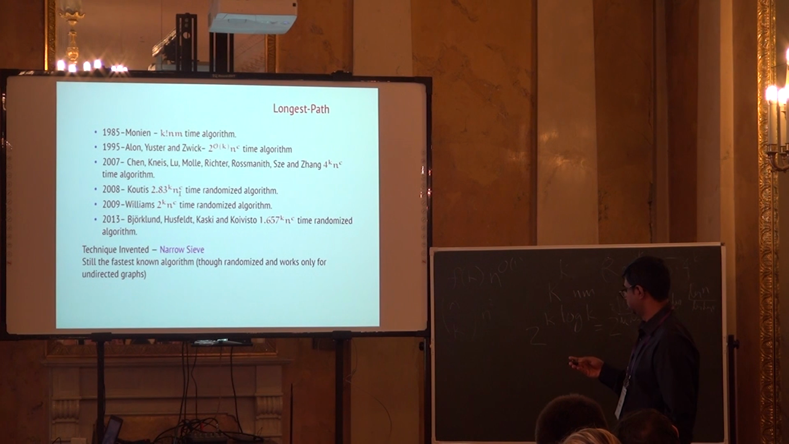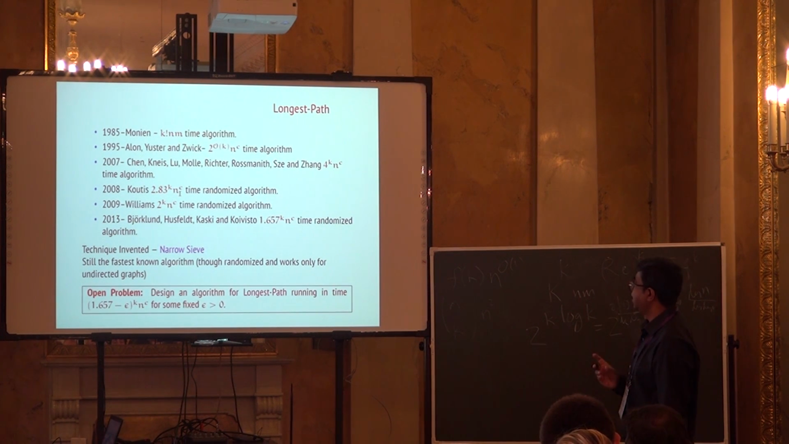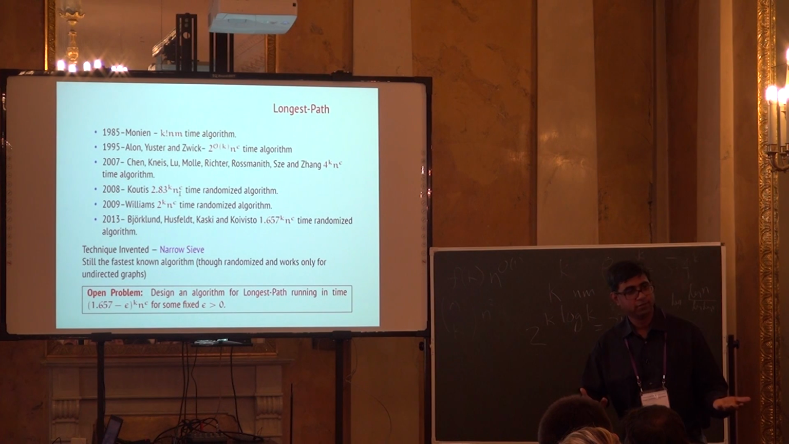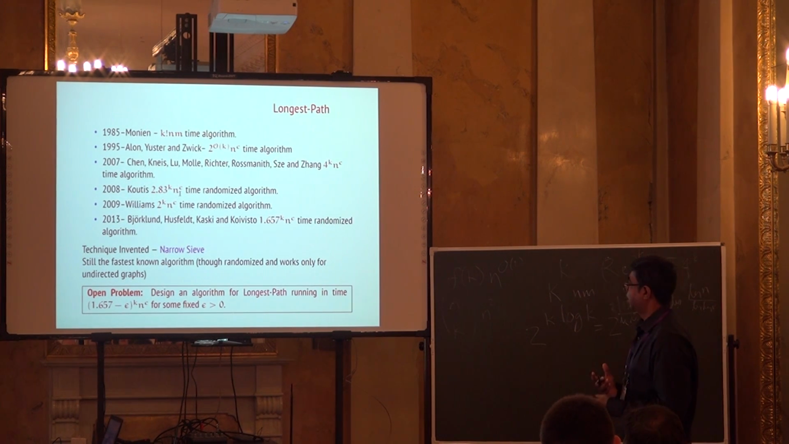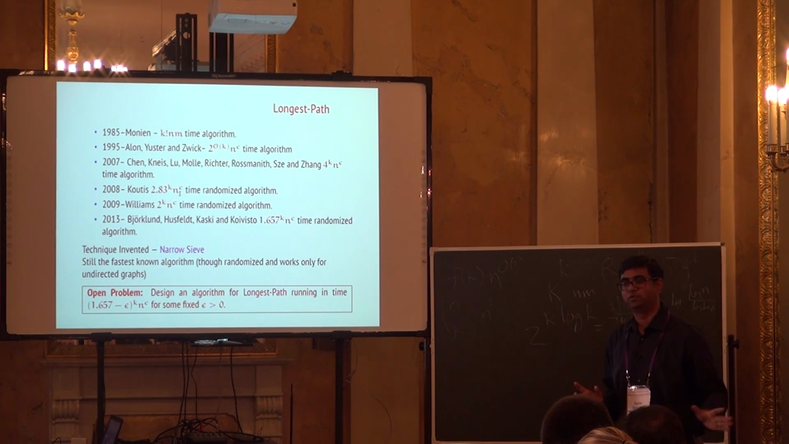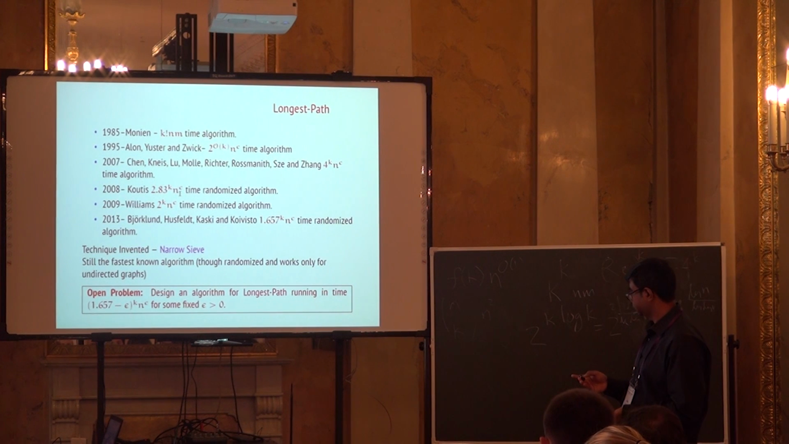Okay, so the first open problem is to design an algorithm for longest path running in time 1.657 minus epsilon to the power k if you can, because this has been known for the last 4 or 5 years without any improvement. So if you're able to do this, it will be great. Again, this is in the setting of randomized algorithms; what space you take, I don't care. And even for undirected graphs.